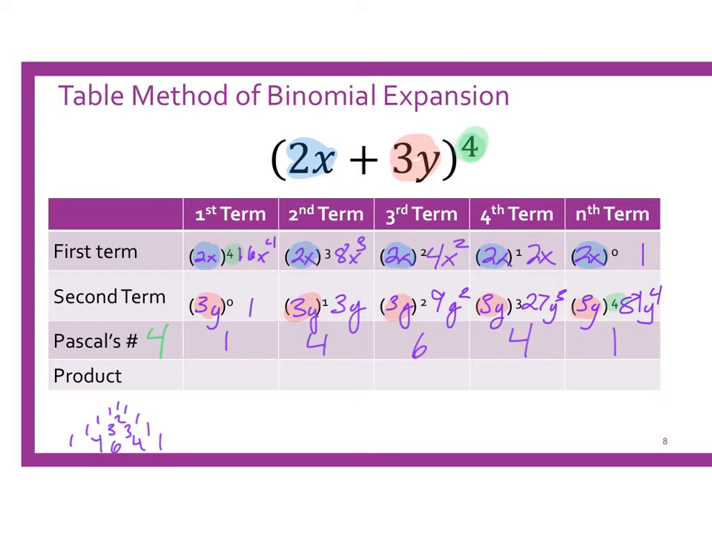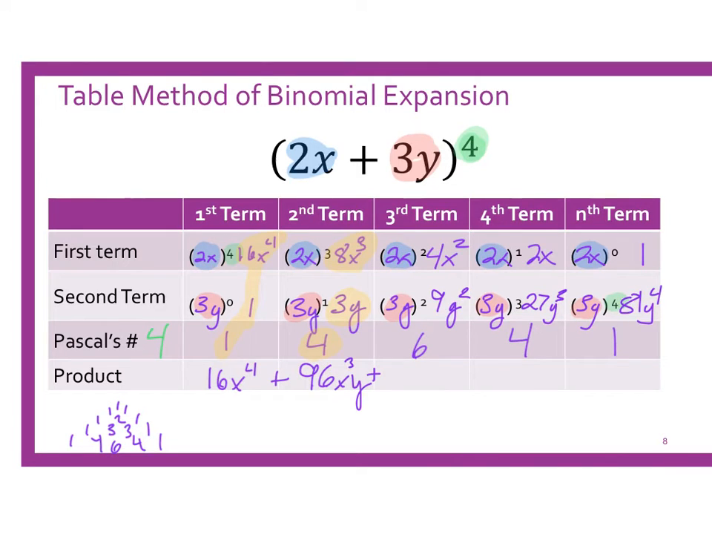All right, now we multiply down the column. So I'm going to multiply 16x to the 4th times 1 times 1. So I get 16x to the 4th. Plus, now again, I'm going to multiply down 8x cubed, 3y, and 4. So 3 times 4 is 12, times 8 is 96. So I have 96x cubed y.